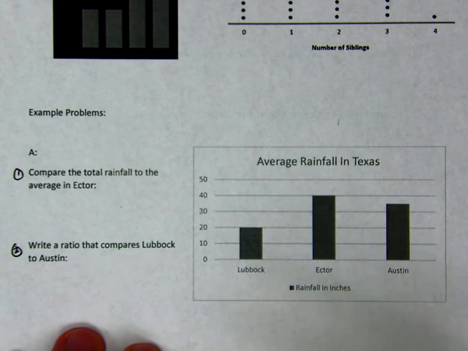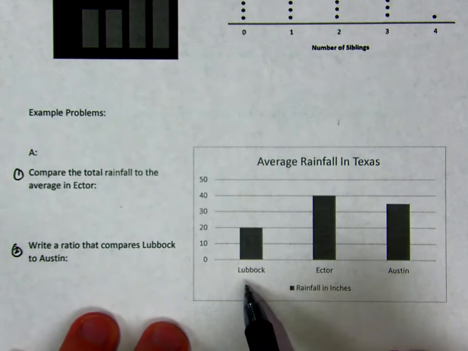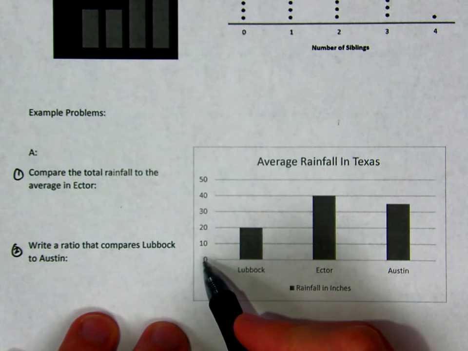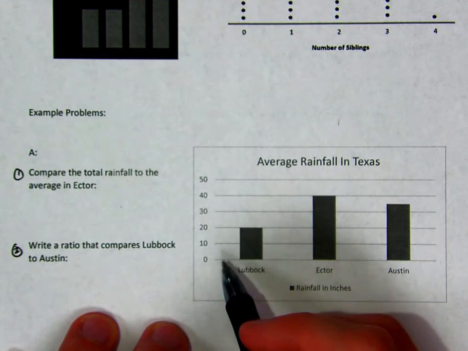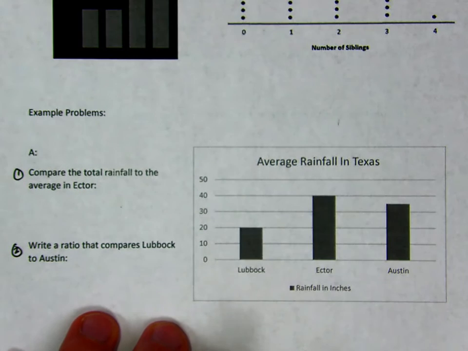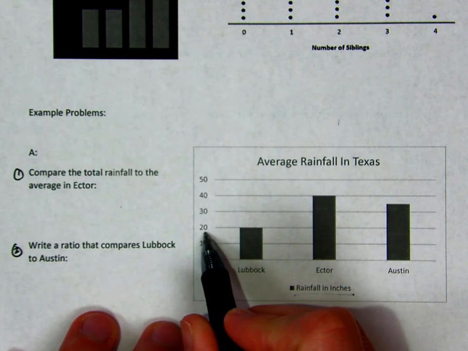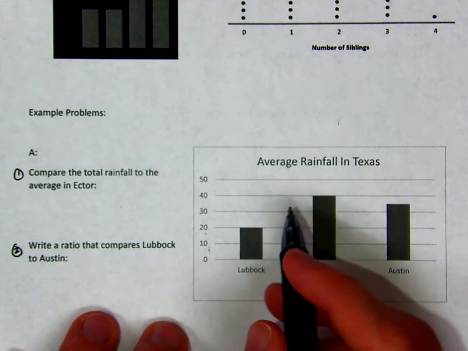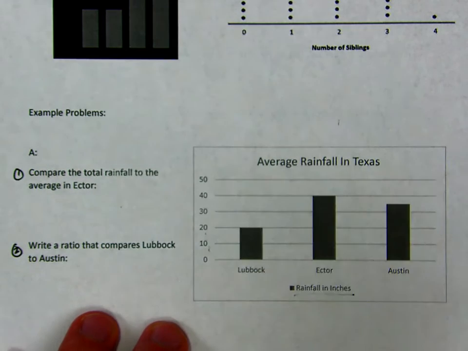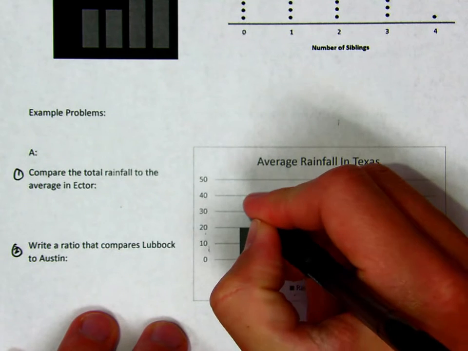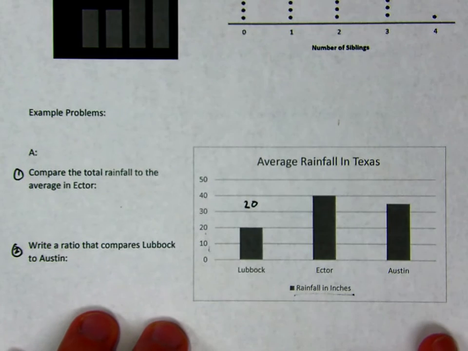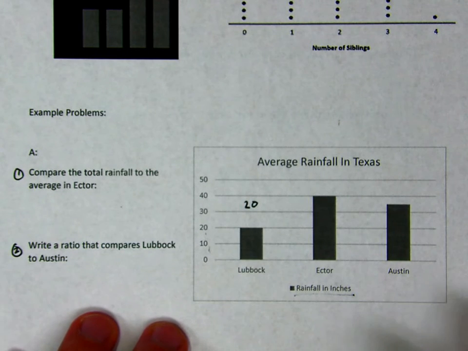Okay, so the first thing I want to do as a student is recognize what each of these bars represent. Okay, so at Lubbock, it looks like we've got 0, 10, 20, 30, 40. So each of these lines represents 10 inches. Okay, based on what we just found here, Lubbock looks like it goes all the way up to 20 inches. So its average annual rainfall in Lubbock is 20 inches based off of this graph. Okay, so I'm just going to note it there, that way that I don't mistake any other numbers.